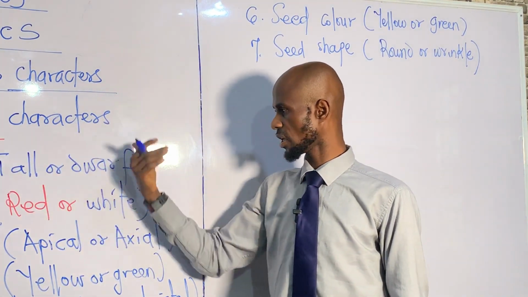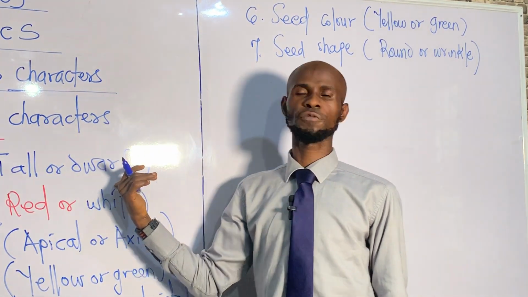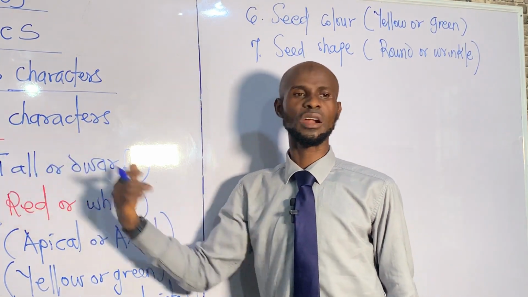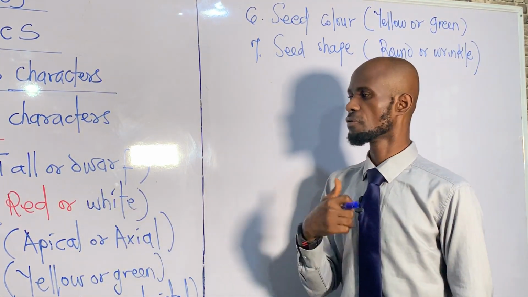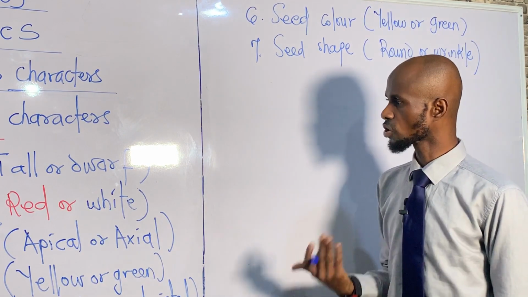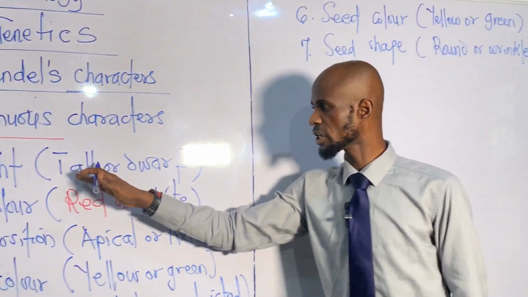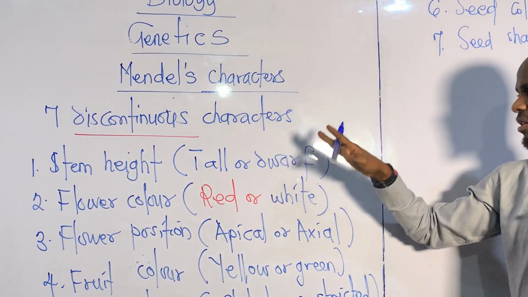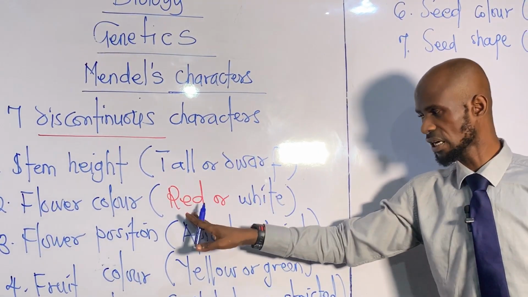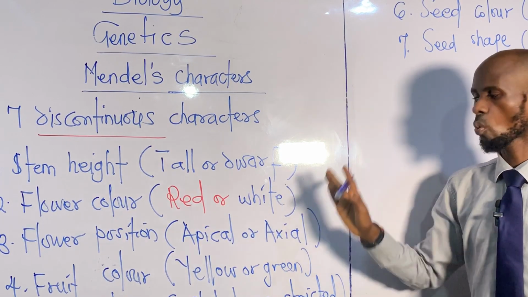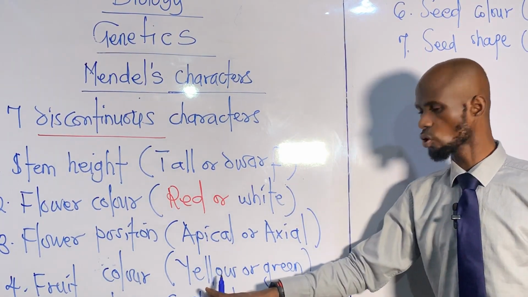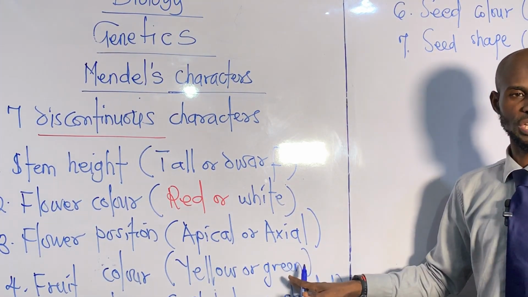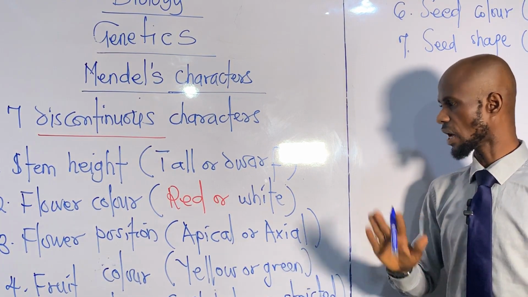So for each of these features of alternative characters, we have tall. The alternative form of tall is the dwarf. Are you there? So for each of the characters, we have the alternative form. Tall or dwarf. And each of them has their dominant, and the second will have recessive. Dominant is red, recessive is white. And yellow is dominant, while green is recessive, and others like that.